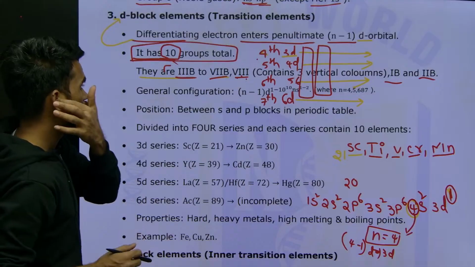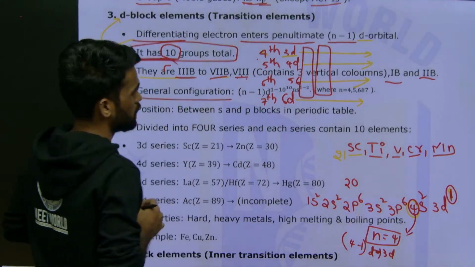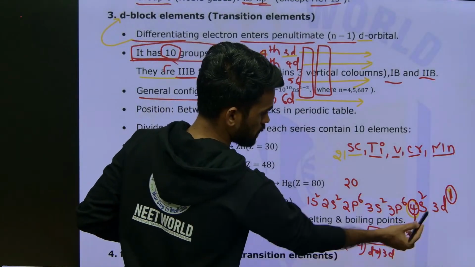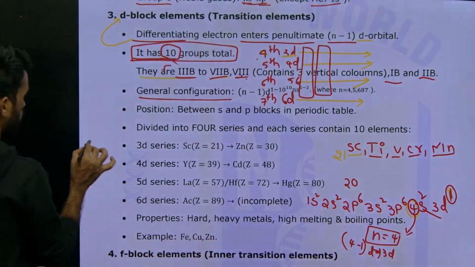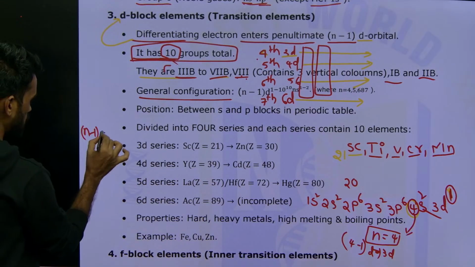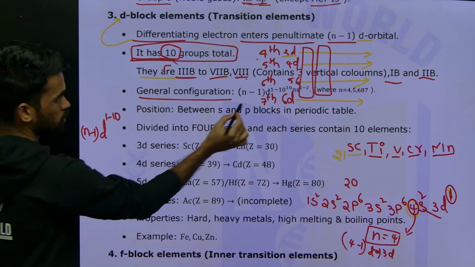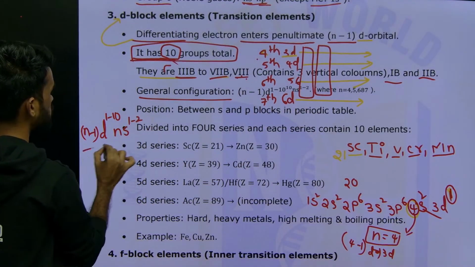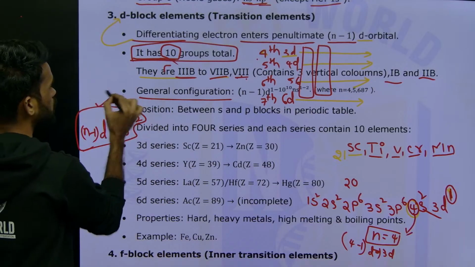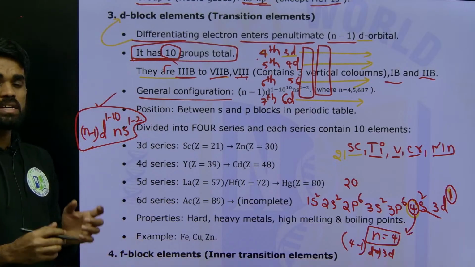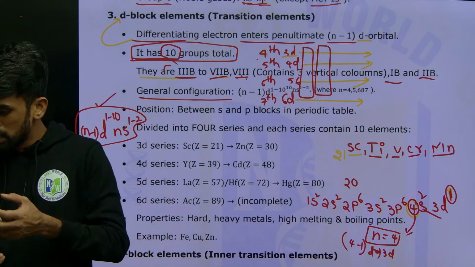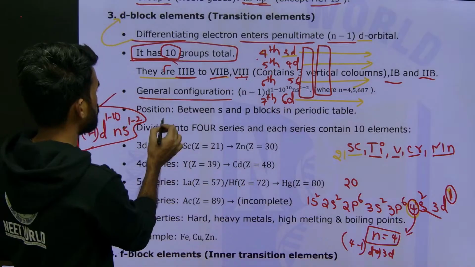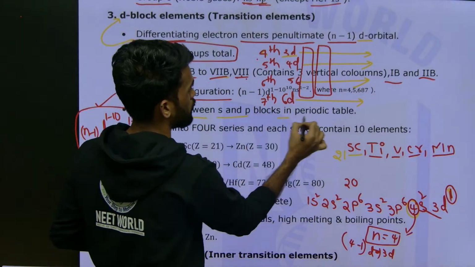Now what will be the general electronic configuration? Here you are seeing 3D, which means n-1. So you can write (n-1)d1 to 10. The next ns orbital will have 1 to 2 electrons. That's it, this is the general electronic configuration of d block elements. Now what is the position of these d block elements? They are in between the s and p blocks in the periodic table.